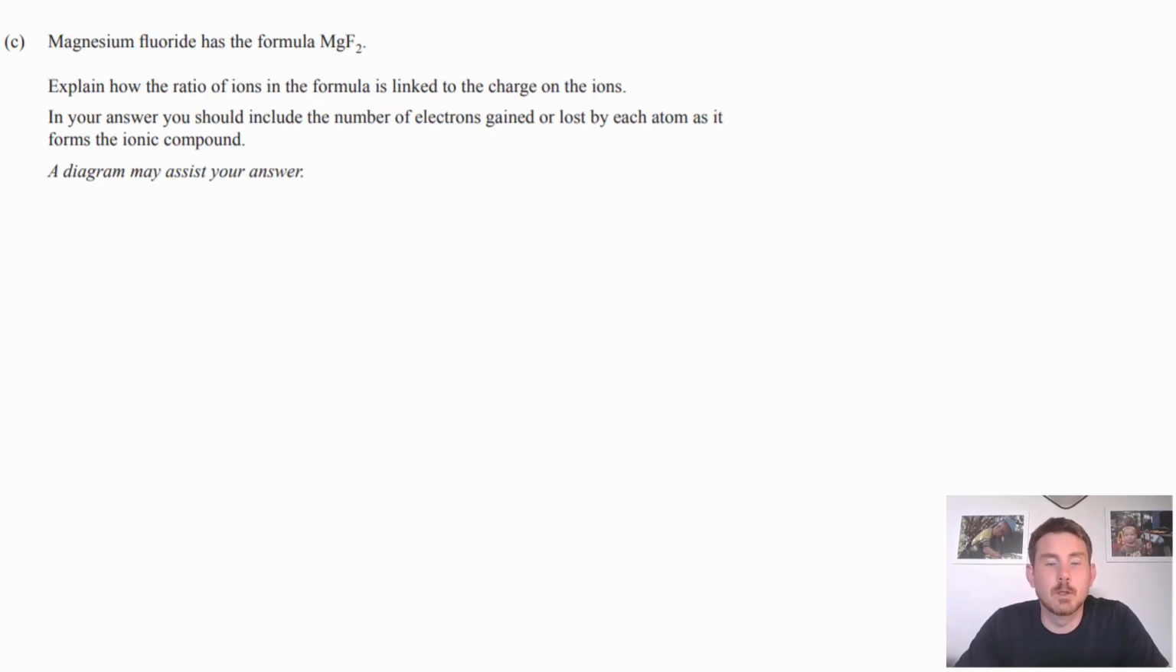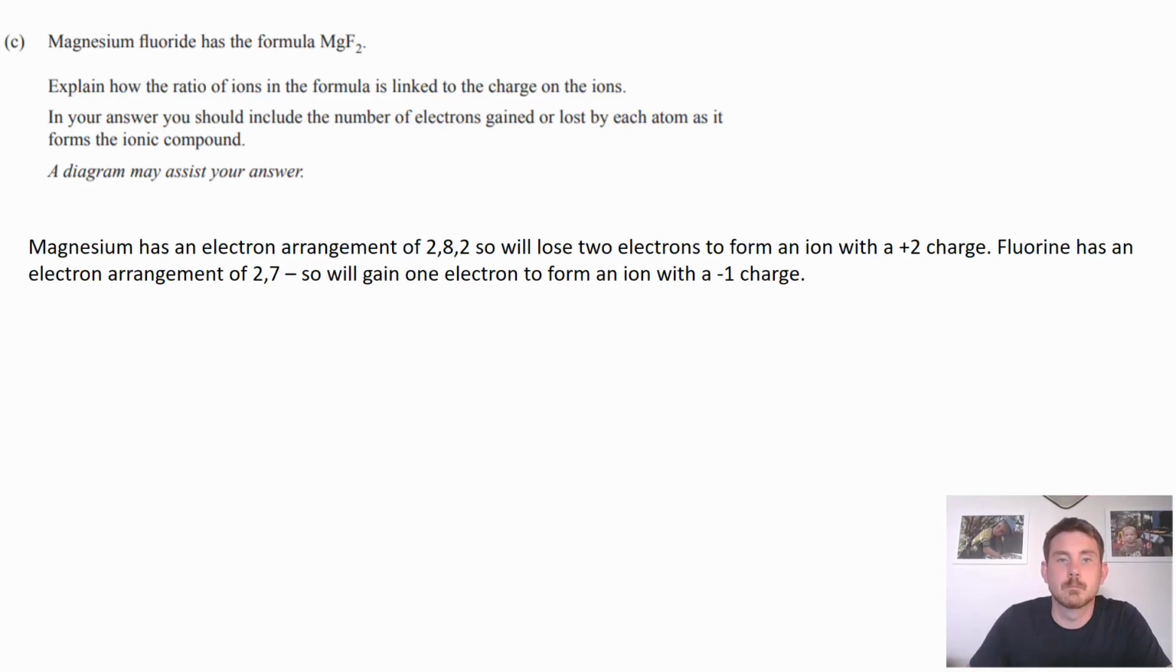In part C, we're given a formula, magnesium fluoride, and we're asked to explain how the ratio of ions in the formula is linked to the charge on the ions. So magnesium has an electron arrangement of 2, 8, 2, so it's going to lose those outermost 2 electrons to form an ion with a +2 charge. Fluorine, however, has an electron arrangement of 2, 7, so it's going to gain 1 electron to form an ion with a -1 charge. And so what's going to happen is magnesium is going to lose its 2 electrons, and 2 fluorine atoms will pick those up and form fluoride ions.